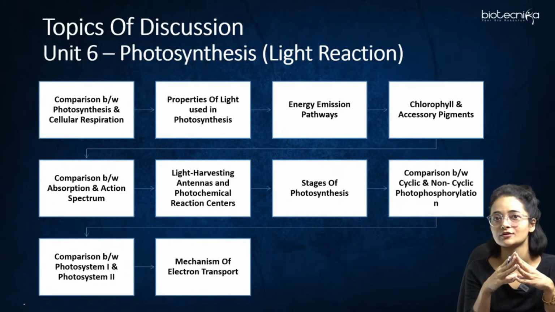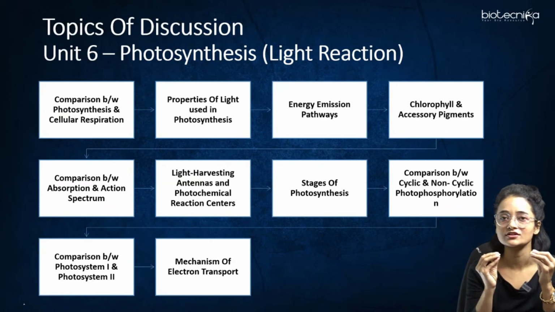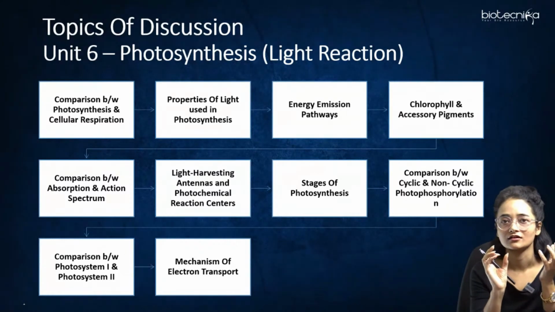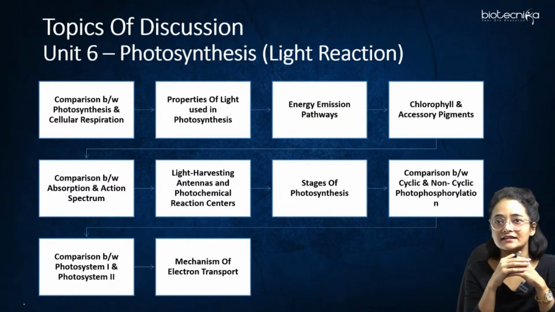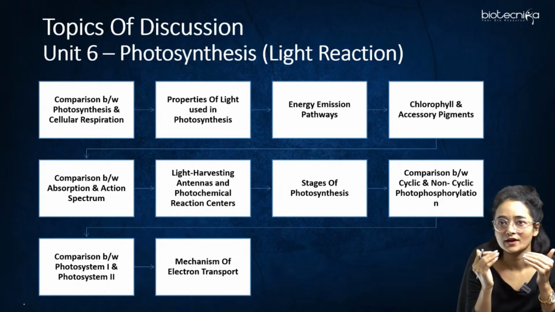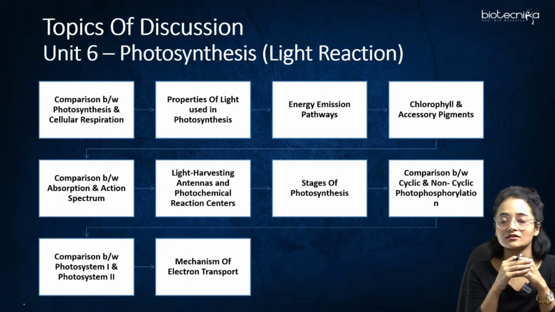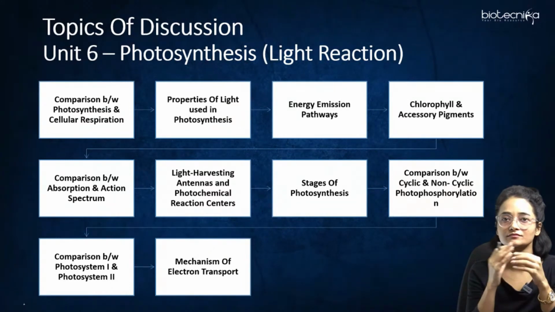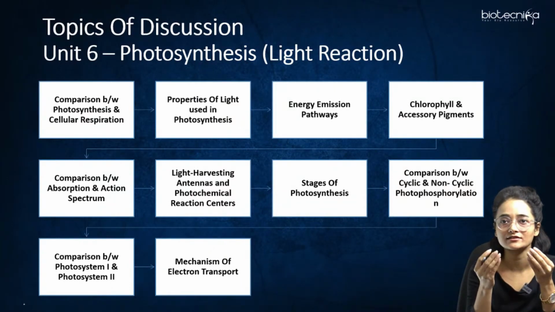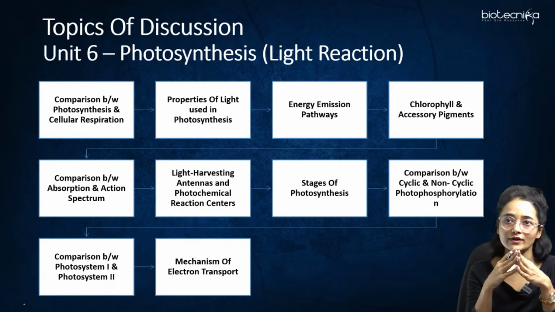Then we'll be covering the properties of the light used in photosynthesis. This is also very important. What is the property of the light? Like, at which wavelength, which spectra of the light, photosynthesis actually takes place. Then we'll be knowing the energy emission pathways. There are various ways through which the pigments in the chlorophyll emit the light. There are basically 4 ways, so we will be learning about all 4 ways.